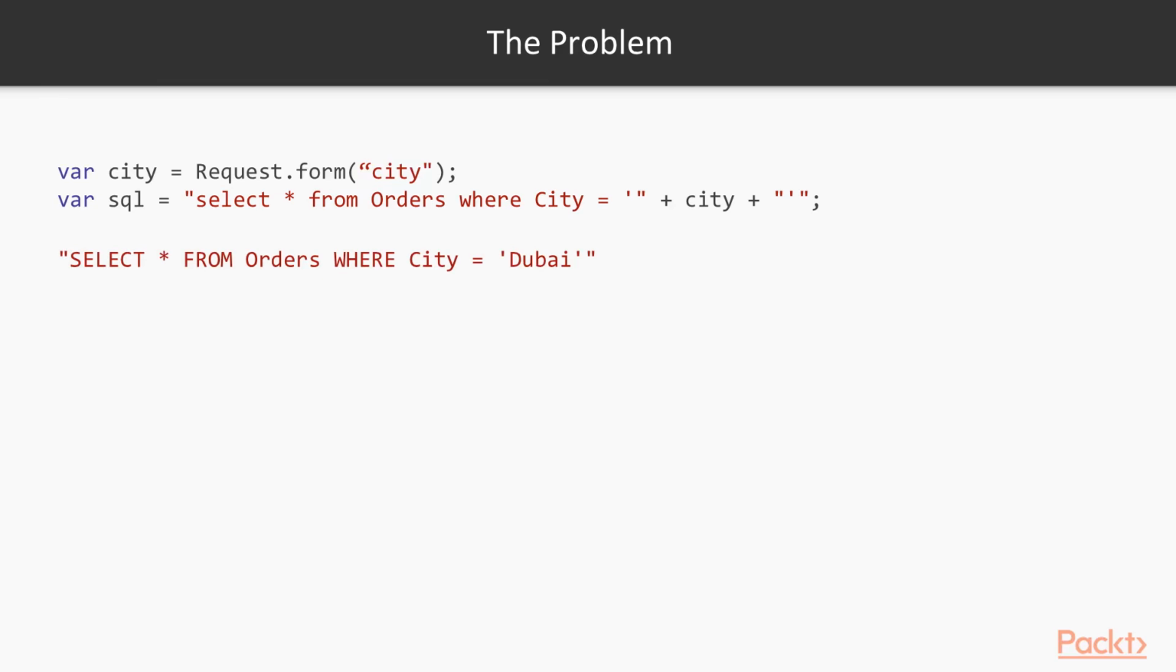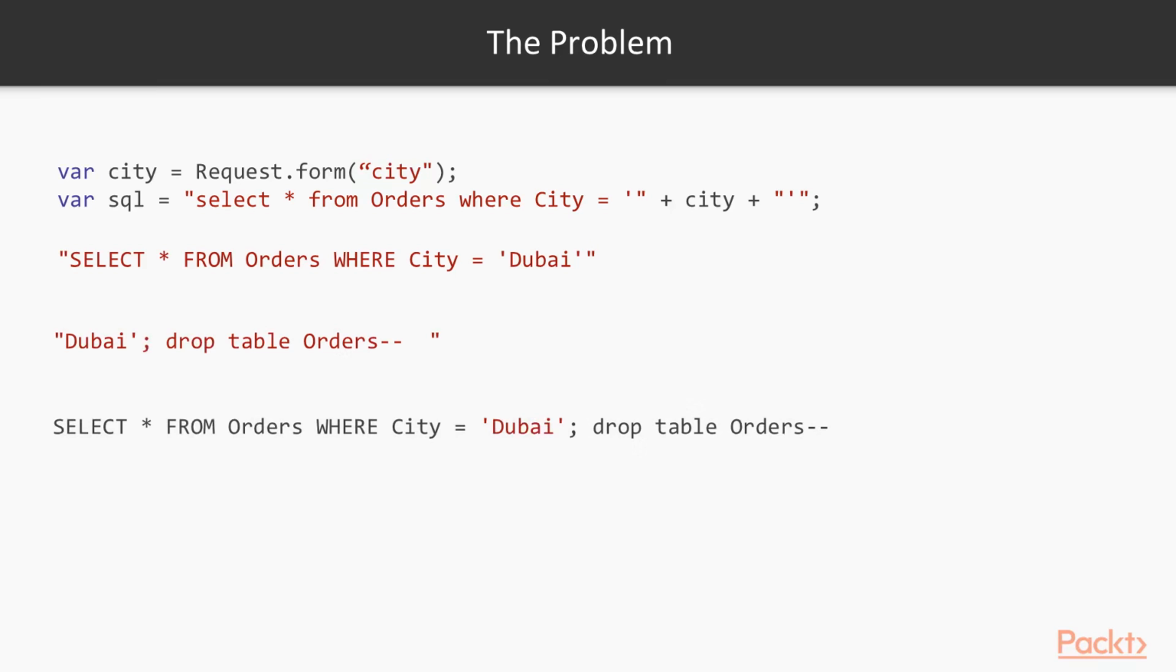However, if the user enters something like Dubai and drop table orders, then you have a serious problem. Because as you see, you may end up with a drop table orders statement following the original query. These two dashes also serve as a comment, so whatever comes after is commented out, and you may lose your entire data if you're not careful. You should not rely on the data that is sent by the client side.